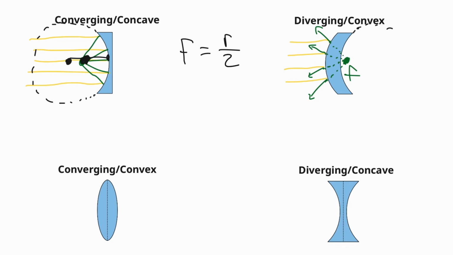The same thing goes for the convex mirror. If we were to draw a complete circle, the focal point should be halfway between the center of that circle and the mirror. So if it was drawn correctly, those dotted lines would converge more like right here.